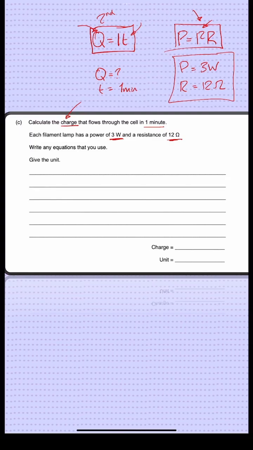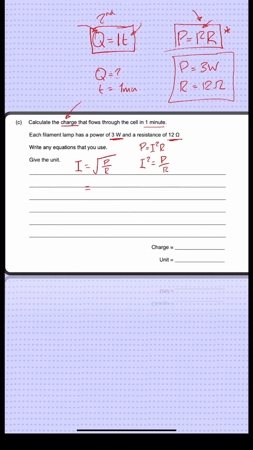So the first step, to find out current, we need to rearrange this equation, P equals I squared R, to make I the subject. How can we do that? Let's write down P equals I squared R here. To make I the subject, let's first make I squared the subject, move R to the other side. We get I squared is equal to P divided by R. Now to make it in terms of I, we can just square root the whole thing. I is equal to the square root of P over R.